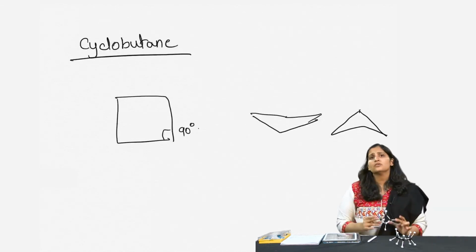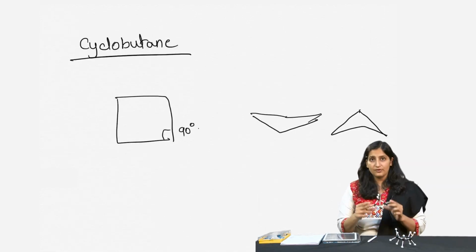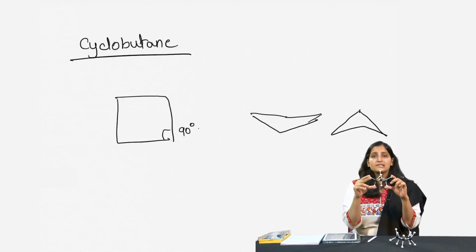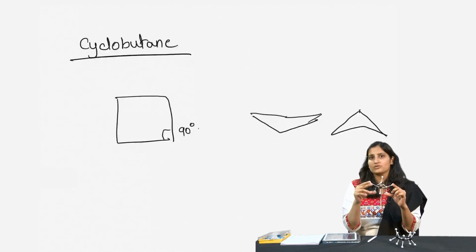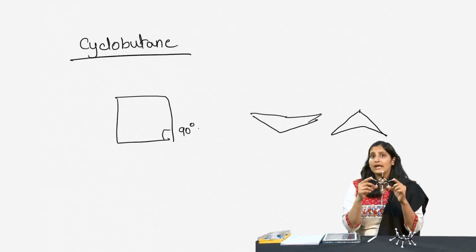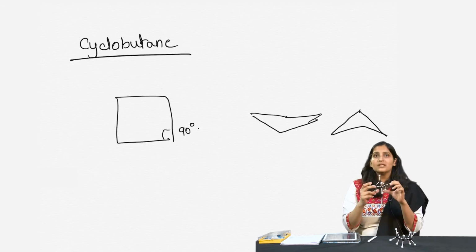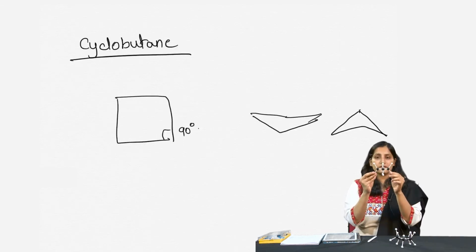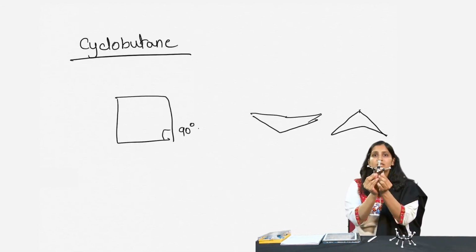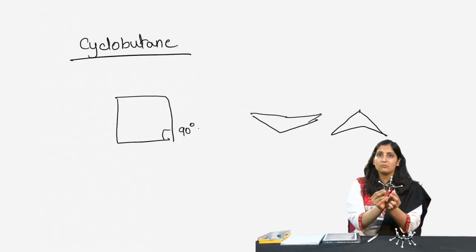By doing this, you are not really reducing the angle strain. In fact, in the puckered fashion or the butterfly conformation, the angle strain is actually a little more. So, the bond angle in the case of the puckered state is 88 degrees, which is even lower than 90 degrees. But as you can see, by going from this planar structure to this puckered structure, we have gotten rid of most of the torsional strain in the molecule.